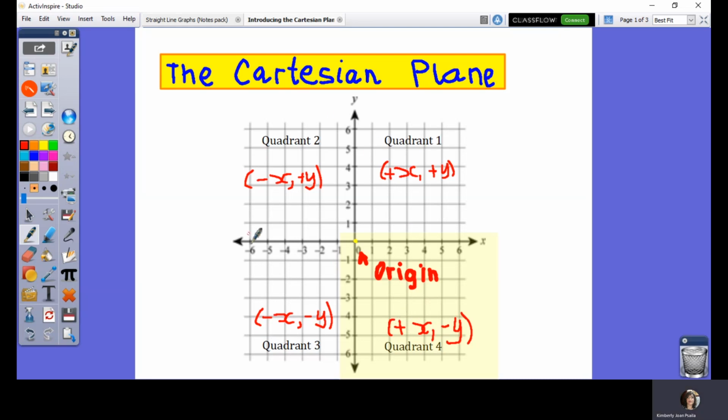I hope this helped you out in understanding what a Cartesian plane looks like. In the next videos, I'm going to show you how to read coordinates in every quadrant.